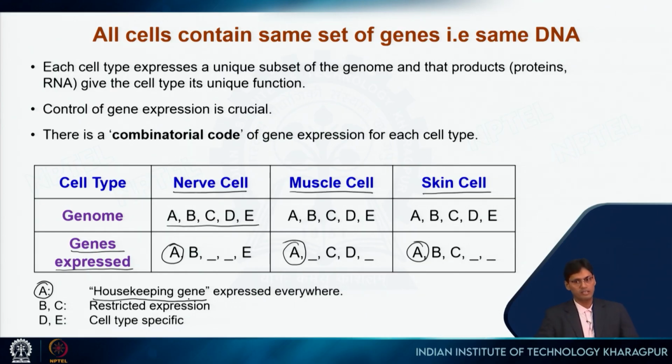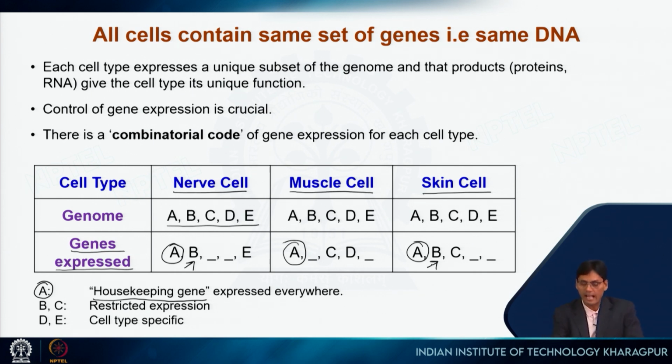Now the next ones, genes B and C, have restricted expression. So as you can see, B is getting expressed in nerve cell and in skin cell, right? Nerve cell and skin cell. So both originate from ectoderm, right?